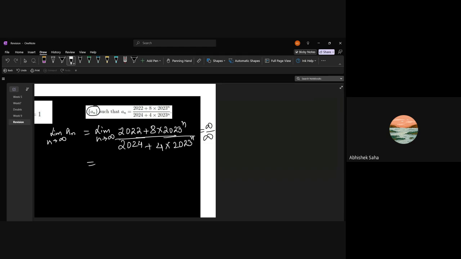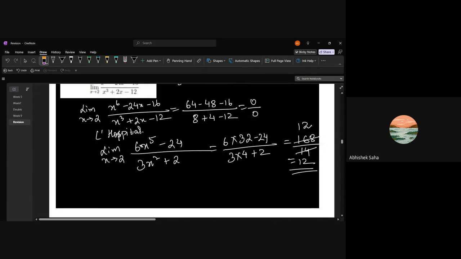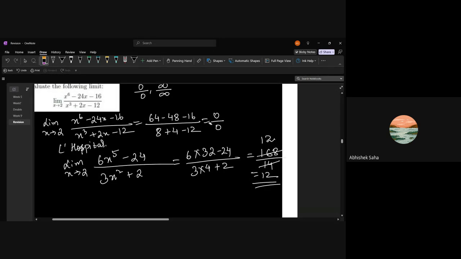For a constant function, the differentiation is 0. 8 into n, 2023 to the power n minus 1. It is 0 again. 4 into n, 2023 to the power n minus 1. I got 0 divided by 0. So if you are getting 0 by 0 form, again use the L'Hopital rule. See here in this question also we are getting 0 by 0 form, so I have used the L'Hopital rule. I have to differentiate the numerator and the denominator.